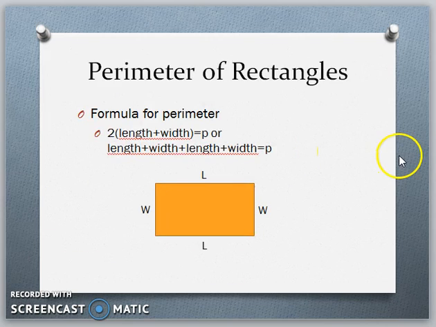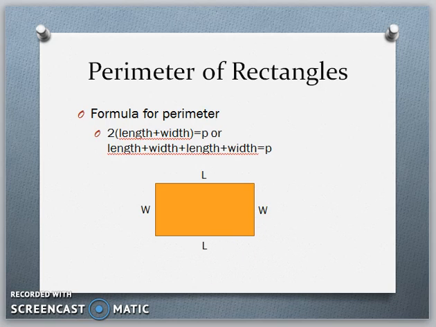We're also going to talk about finding the perimeter. So the perimeter is different than the area, whereas the perimeter is the distance around the shape. We are trying to find out how much space is out here around on the border. So our formula for finding this would be 2 times length plus width, or a much simpler version is length plus width plus length plus width, and that will give us our perimeter.